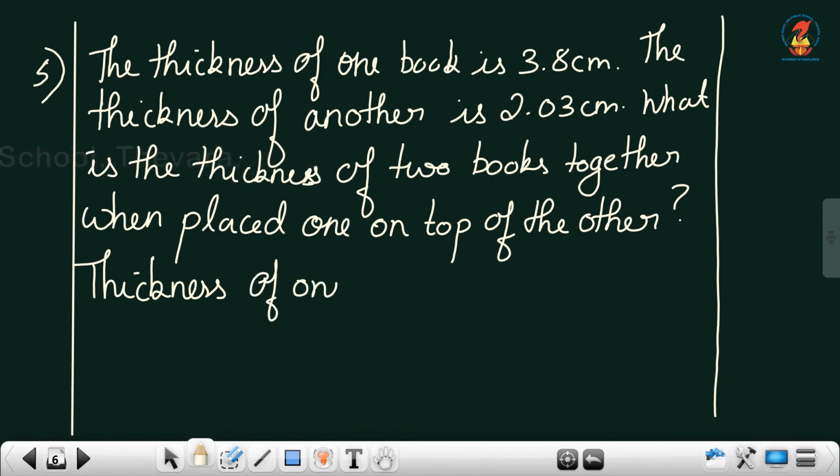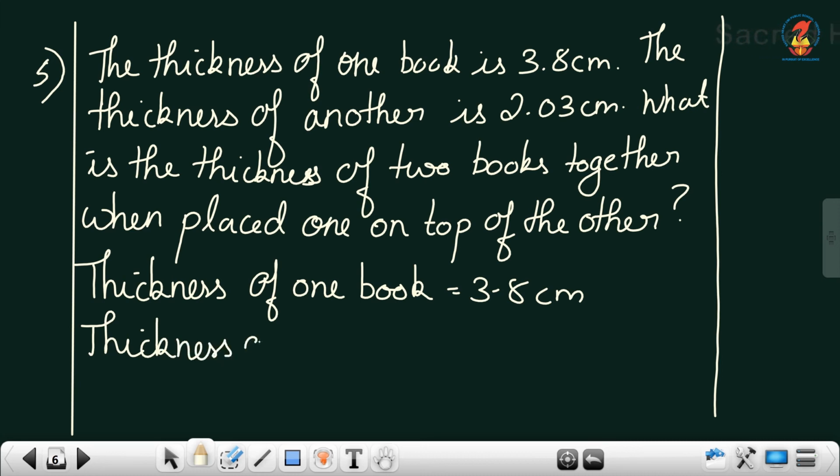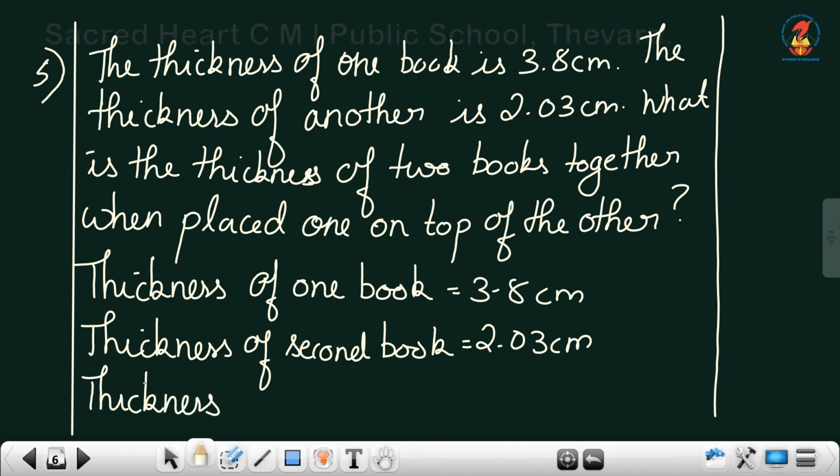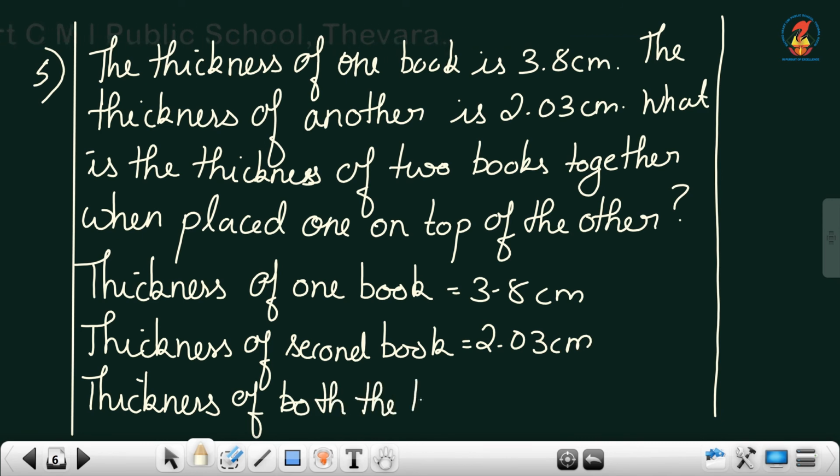So, write thickness of one book, 3.8 centimeter, thickness of second book, that is equal to 2.03 centimeter. I will write thickness of both the books together.